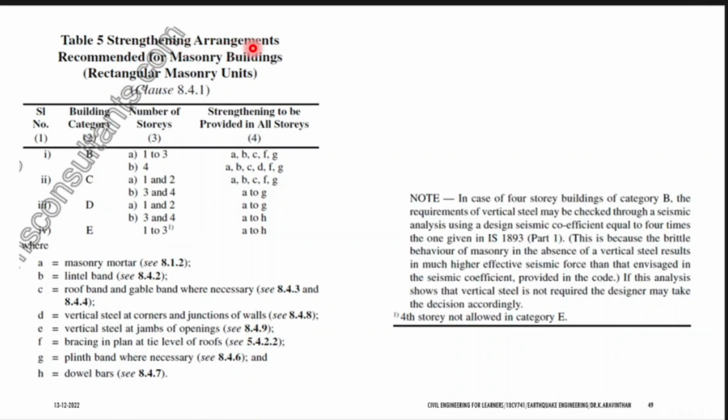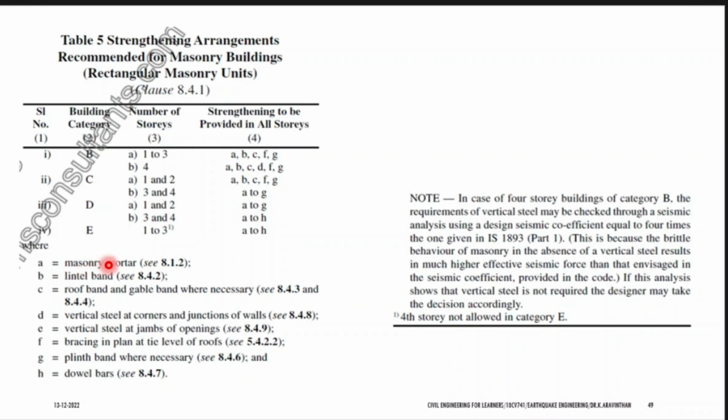Now, the strengthening arrangement recommendation for a rectangular masonry unit. Here, all the data and categories are given. How to strengthen your masonry building: if you are falling in category B, Bangalore zone, number of stories. If you are building G plus 3, that is for 4 stories, strengthening to be provided for all stories is A, B, C, F, G, where A is what?